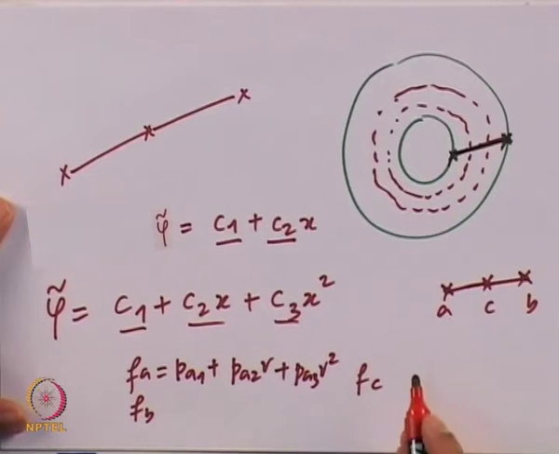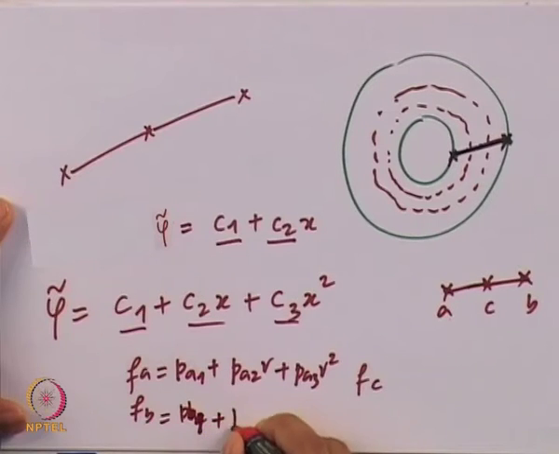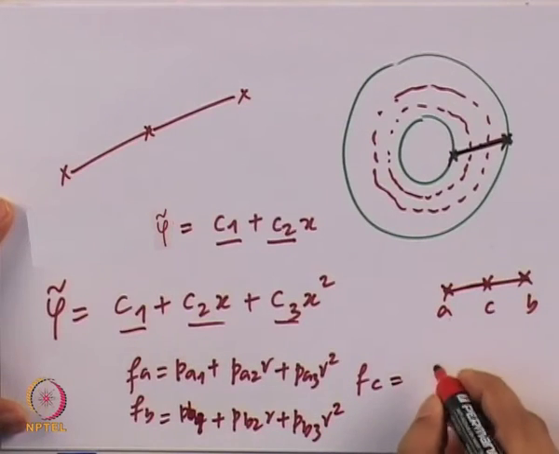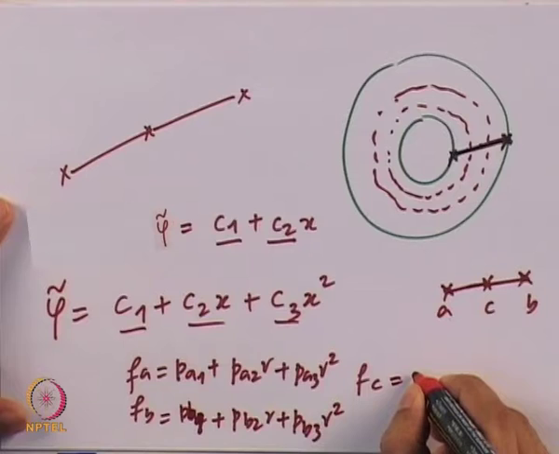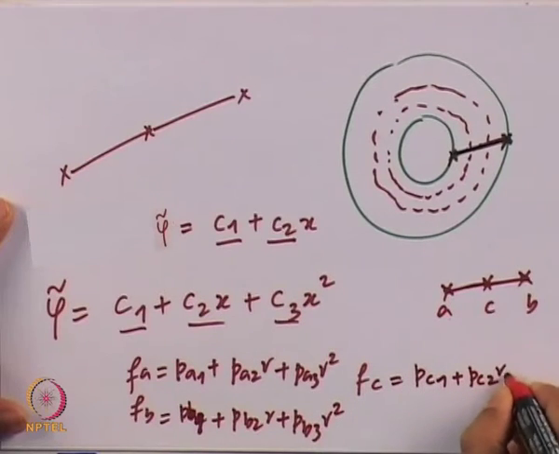aspects in this geometry. For the second one it is going to be given by P B1 plus P B2 R plus P B3 R square. For the third one it is going to be given as P C1 plus P C2 R plus P C3 R square.